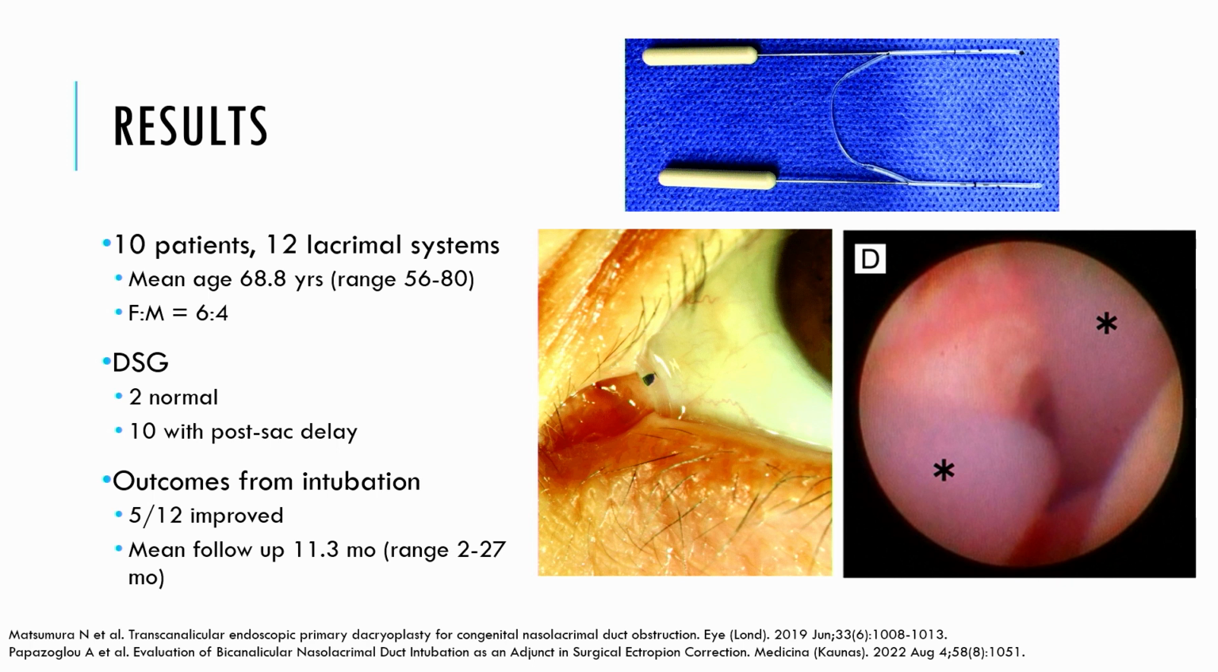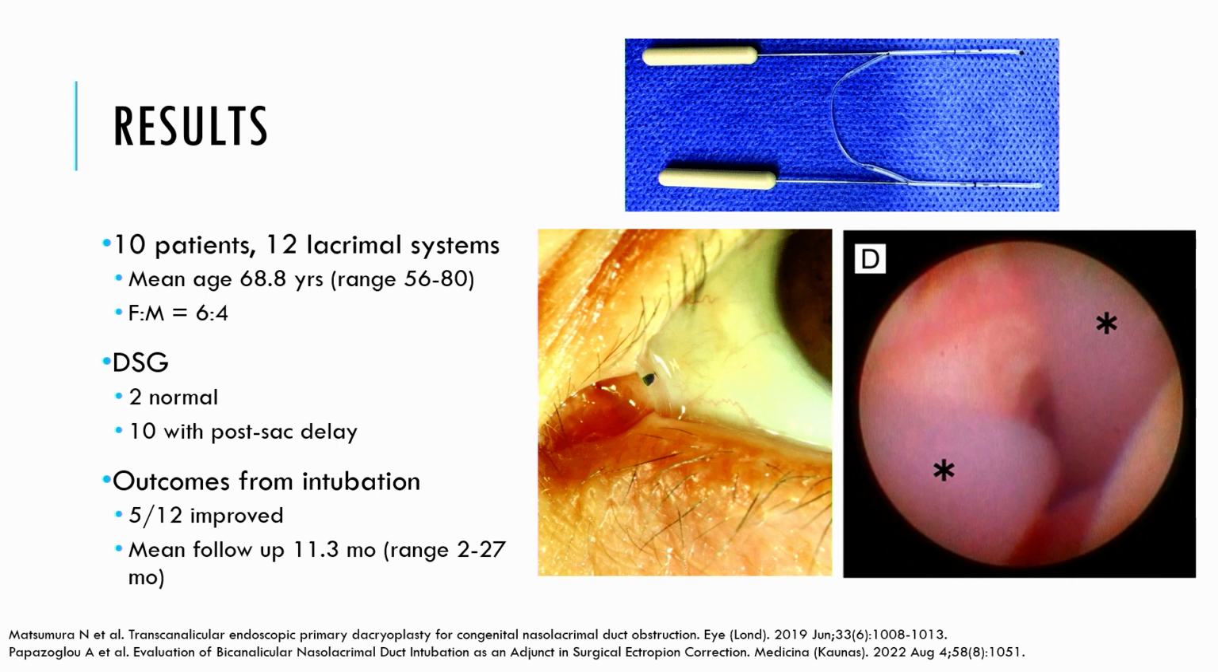The mean age in our cohort was 68.8 years with a range between 56 to 80, and there was a slight female predominance with 6 women compared with 4 men in our study. Overall, there were 2 who had essentially unremarkable scintigraphy results, but 10 had evidence of post-sac delay, and the outcomes from intubation were quite underwhelming, with less than half having improvement after a mean follow-up of 11.3 months, with a range from 2 to 27 months.